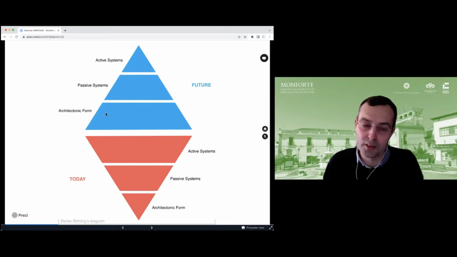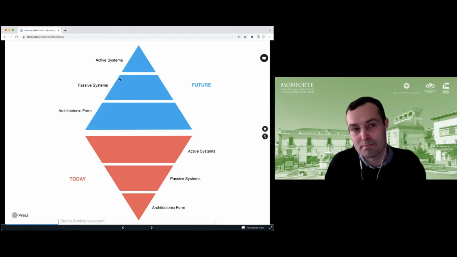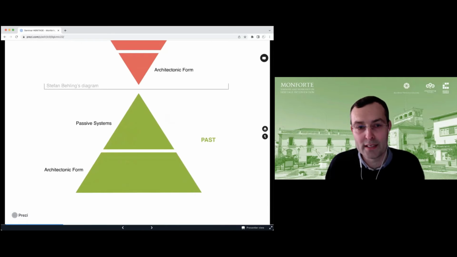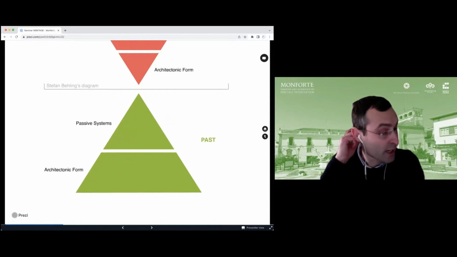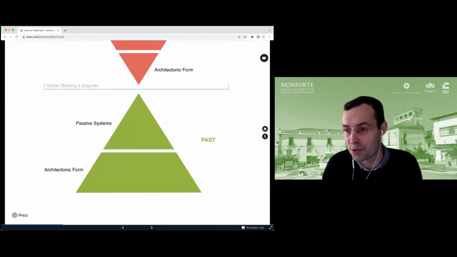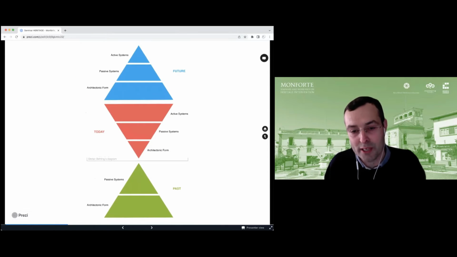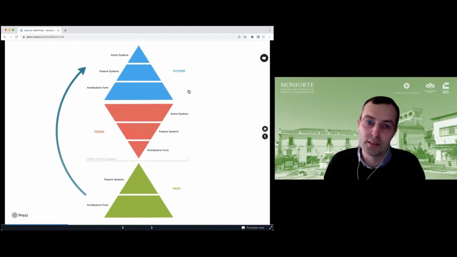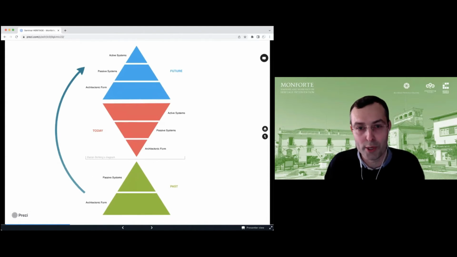Here, architectonic form is not the aesthetic part, but more the functional part, relying on the passive systems, and active systems should act only as a backup to the building, only when they are needed. And we add a new triangle to this diagram representing the past, because in the past buildings did not have electric power to operate, so they relied only on architectonic form and passive systems. So some of the strategies that we find in buildings of the past could be interesting to implement in the change that we need to operate.